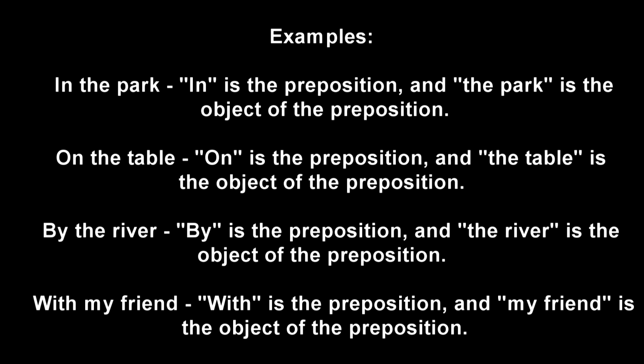Examples. In the park, in is the preposition, and the park is the object of the preposition. On the table, on is the preposition, and the table is the object of the preposition. By the river, by is the preposition, and the river is the object of the preposition. With my friend, with is the preposition, and my friend is the object of the preposition.